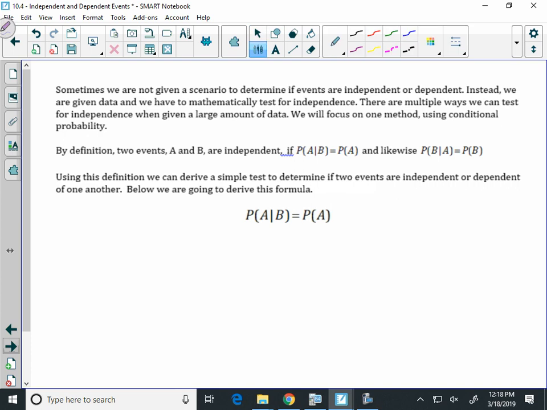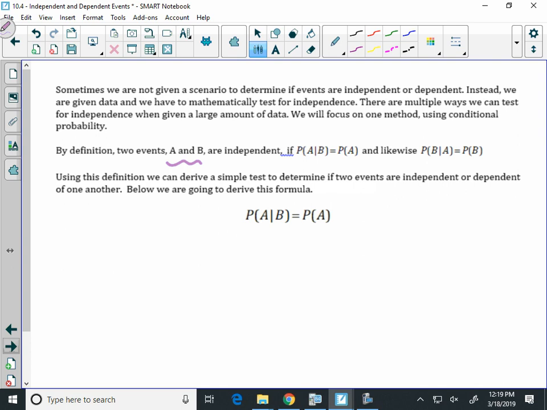So by definition, two events are independent. So A and B are independent if the probability of A given B, so the conditional probability, is equal to the probability of A. So if the conditional probability is equal to the probability of the first thing, they're independent. Because that's saying B has absolutely no effect on whether or not A is going to happen. A is going to happen no matter what. Whether or not B happens, the outcome is still the same. That's what that's saying. They have no effect on each other.